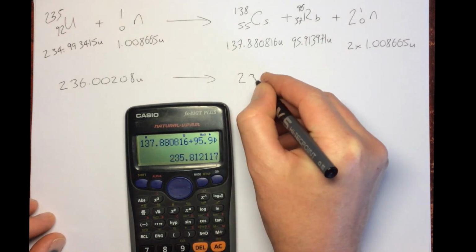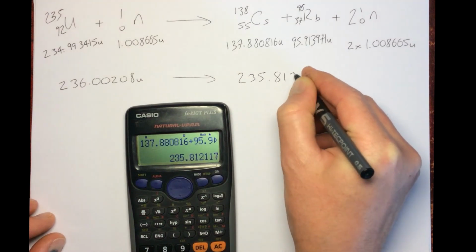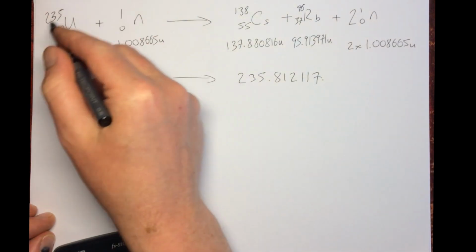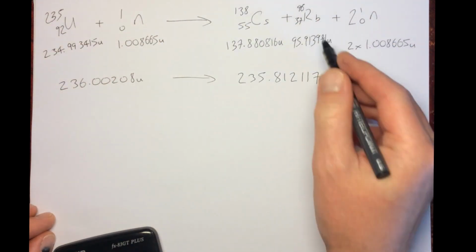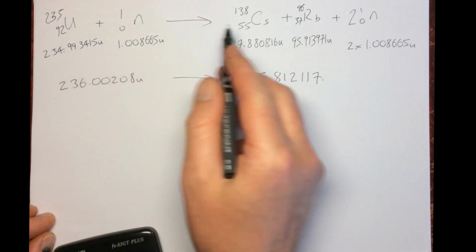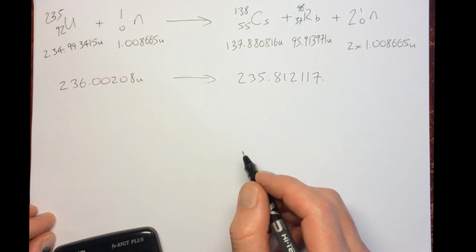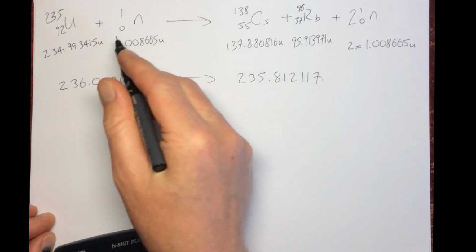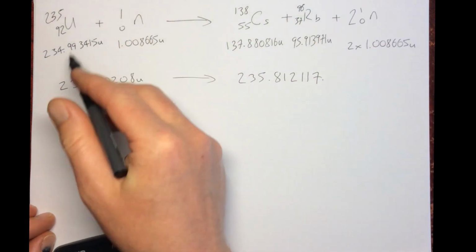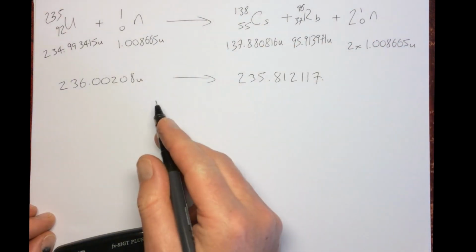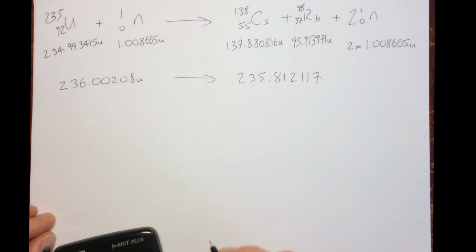And that gives us 235.812117. So interestingly here, what you can see is the mass of the reactant is greater than the mass of the products. So when this reaction occurs, uranium splits into these 2 daughter nuclei plus the neutrons. The total mass beforehand is more than the total mass afterwards. So what's happened here is some of this mass must have changed into energy.